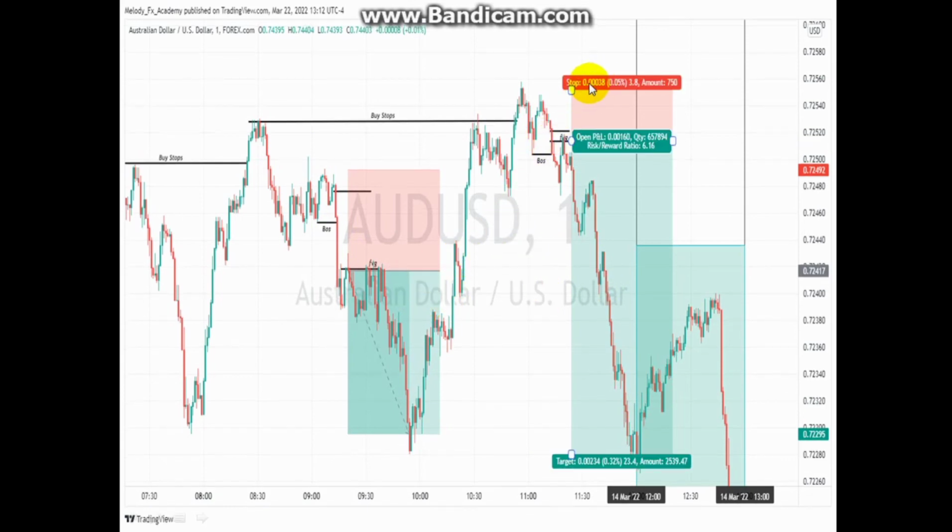Okay, so as you can see, we got a 38 pip stop loss and a 234 pip TP target. That is a 6 to 1 risk to reward ratio. So this is a good trade.